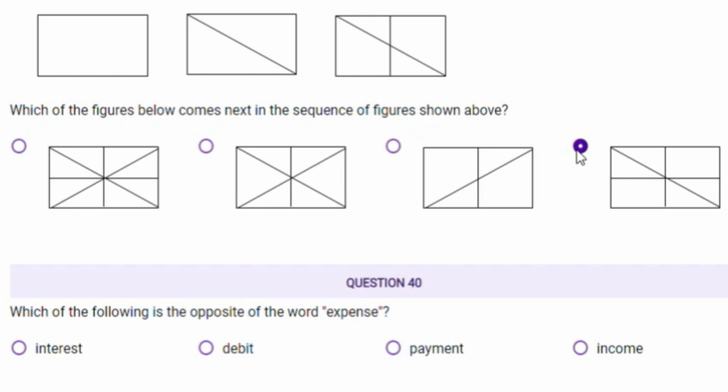Answer. Explanation, expense means money that is spent or goes out. Income means money that is received or comes in. Since they have opposite meanings, income is the correct answer.